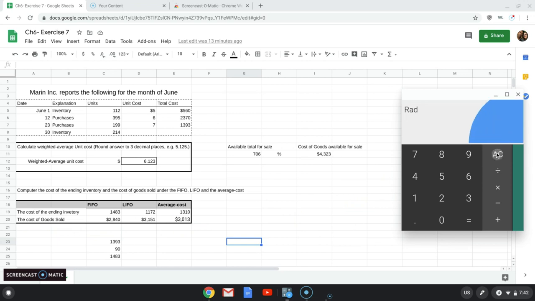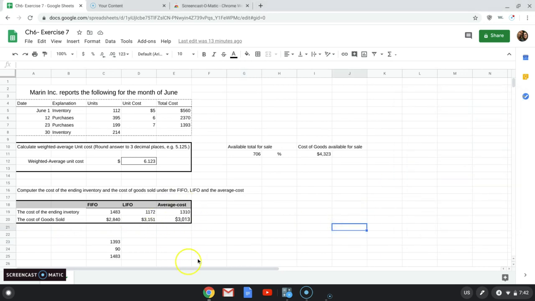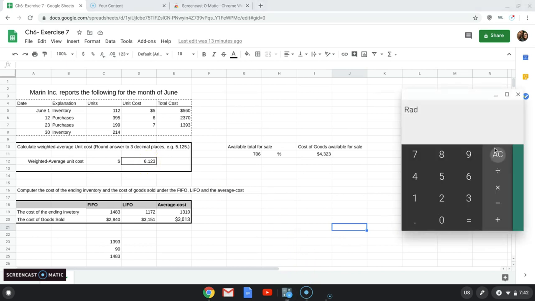Now for the last section here, the average cost, how are we gonna find the ending inventory under the average cost? So we already have the weighted average unit cost, which is 6.123. And we're gonna get this amount times the last inventory of the report.